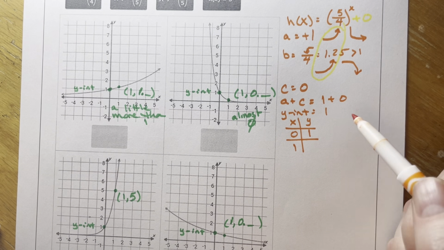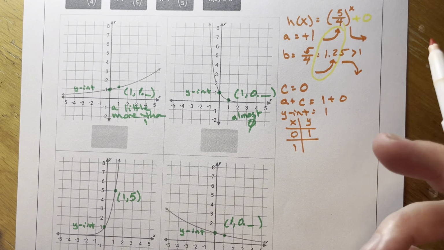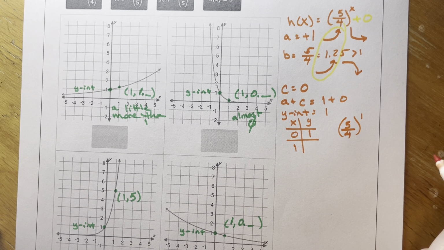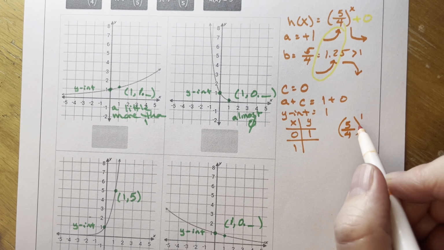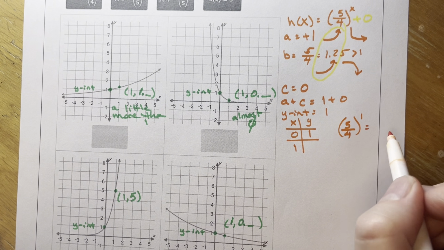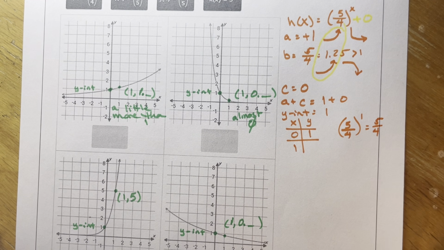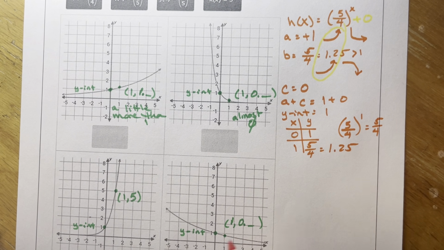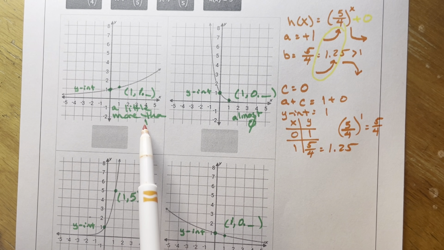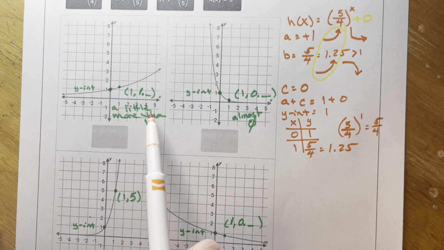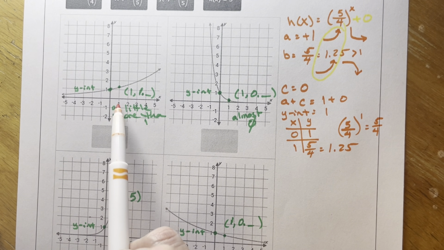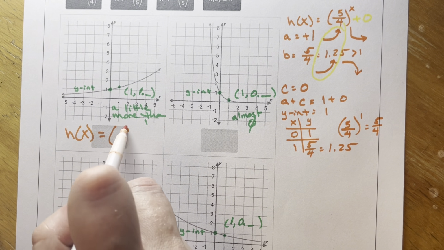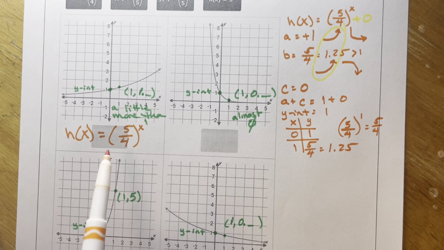And then let's plug a 1 in for our x value. So 5/4 to the first power, if you put that into a calculator, or if you just say, hey, 5/4 to the first power is just itself, then we know that 5/4 is equal to 1.25. So that's a little more than 1. And that is exactly how we described this coordinate point here where x is equal to 1. So I know that h of x, where we have the quantity 5/4 to the x power, is the function for our first graph.